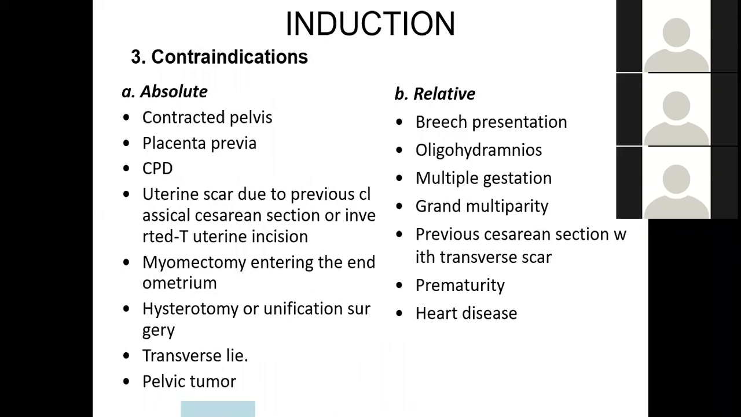Then we have contraindications of induction of labor. We have the absolute contraindications and the relative ones. For absolute, we have contracted pelvis, placenta previa, cephalopelvic disproportion, uterine scar due to previous classical CS or inverted T uterine incision. We have myomectomy entering the myometrium. We have hysterotomy or unification surgery, transverse lie, and pelvic tumor. Those are absolute contraindications to induction of labor.